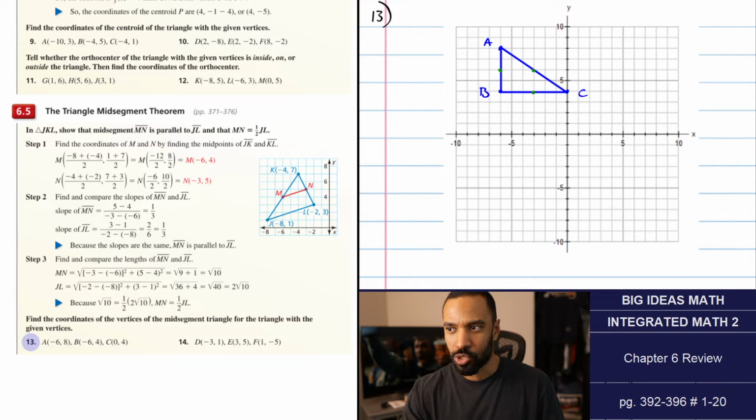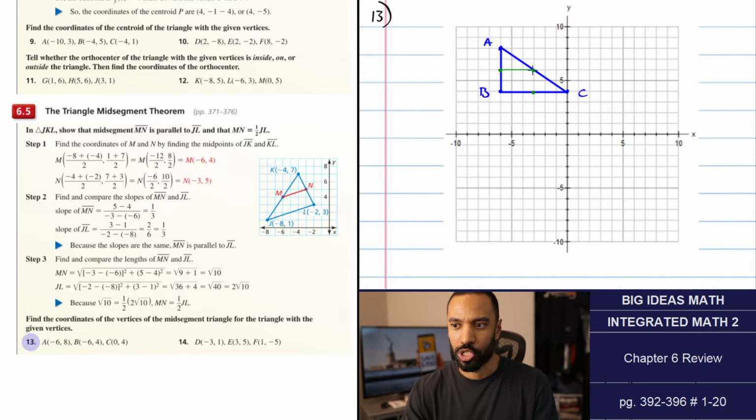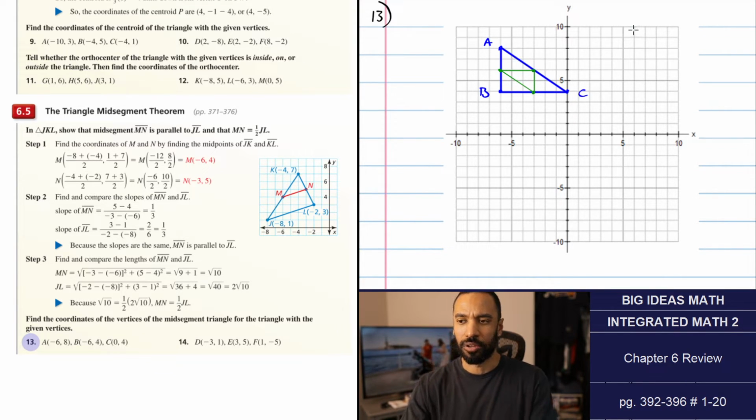Remember, we're not drawing medians. We're not drawing from vertex to midpoint. We're drawing from midpoint to midpoint. Here is a midsegment triangle. I think that's what you call it. There's the midsegment triangle. Did you need to draw it?